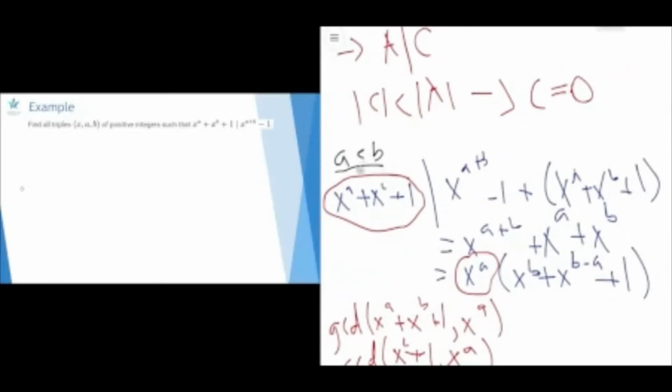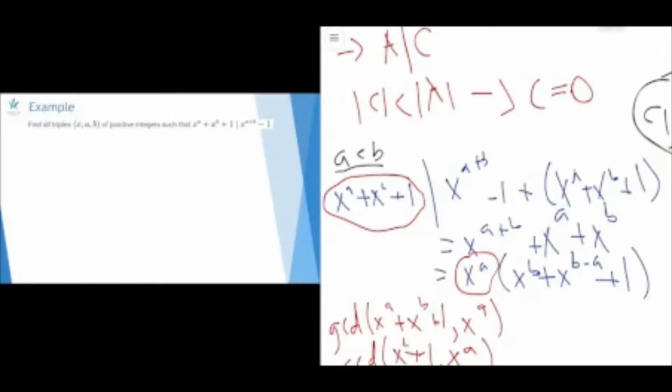All right, we assumed a less than b. This time will hold if a greater than b since this is symmetric. But anyways, our answer is 1, a, b for any positive integers a and b.